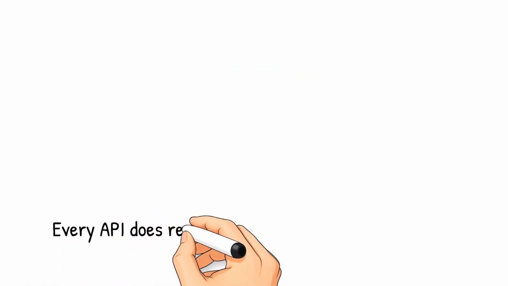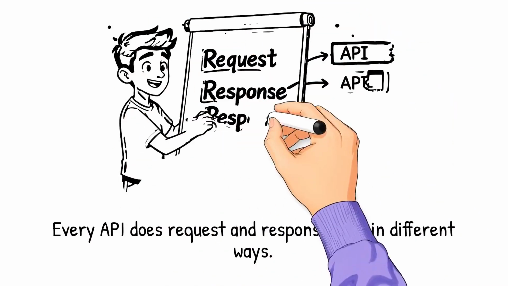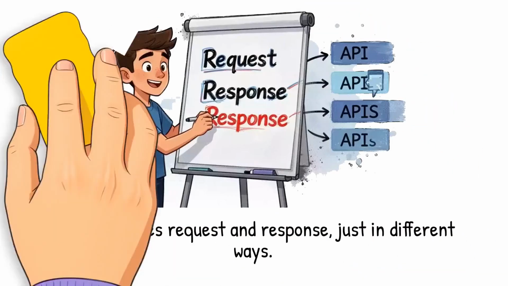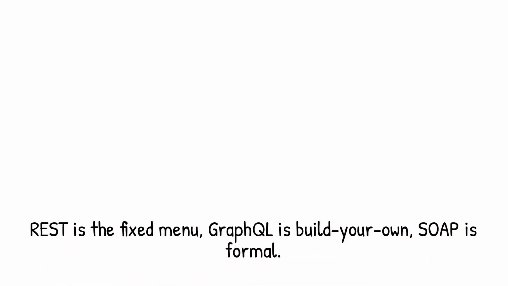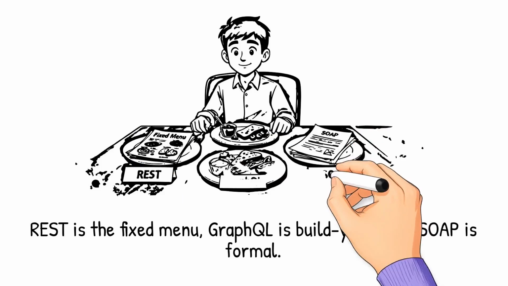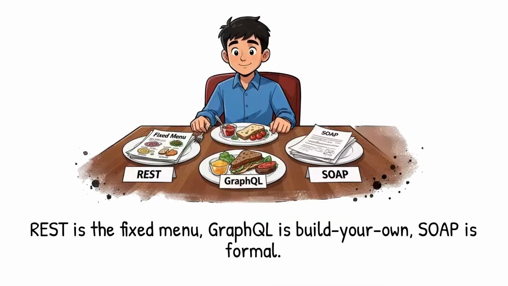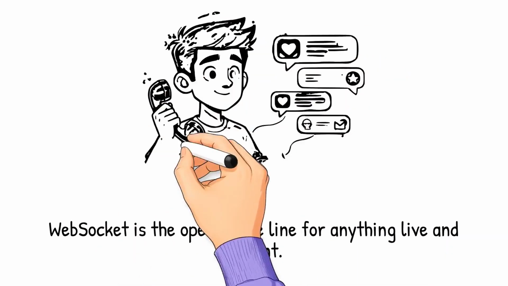So let's lock in today's lesson. Every API does the same job, request and response, but in different styles. REST is the fixed menu and your default. GraphQL is the build your own plate for exactly the data you need. SOAP is the formal old paperwork big companies still use. And WebSocket is the open phone line for anything live.